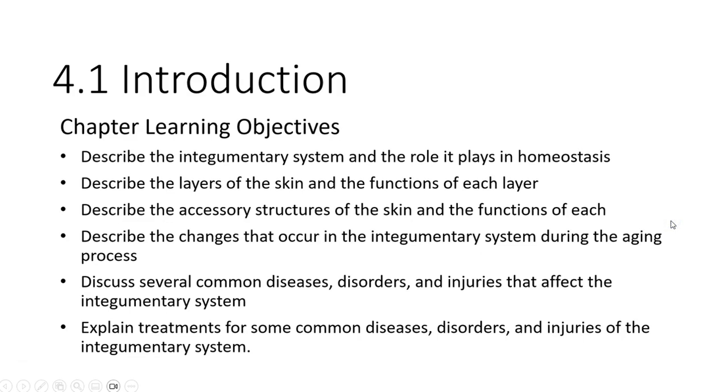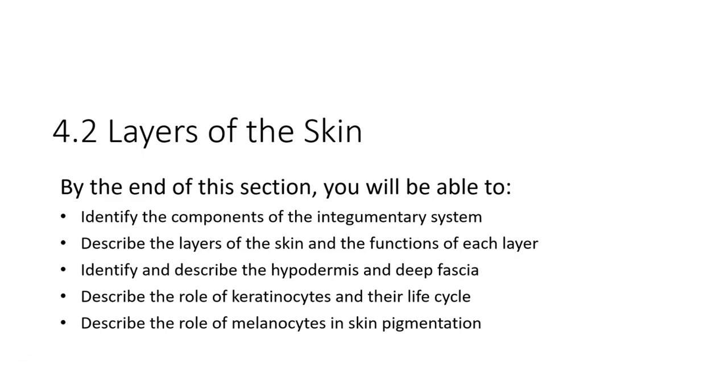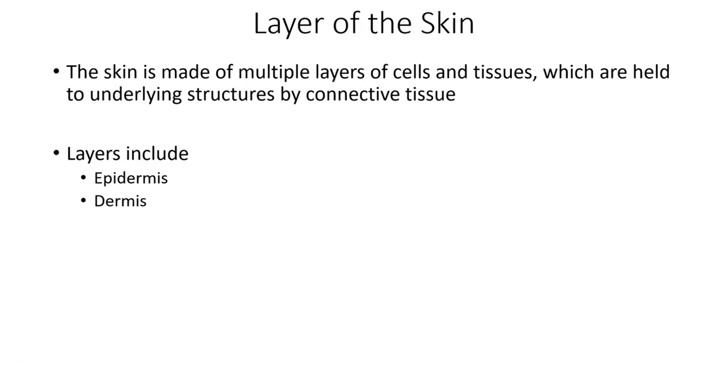So we've got a handful of learning objectives here. I'm not going to read through each of them, but we are going to look at the structure of skin, all of the accessory structures like hair, skin, nails, and sweat and oil glands, and look at how this impacts homeostasis in the body and some of the common diseases of this system. So this video is going to cover section 2, which is layers of the skin. So let's get into it.